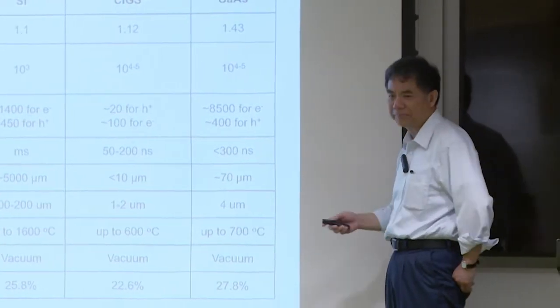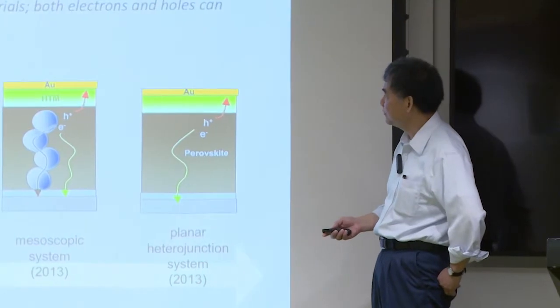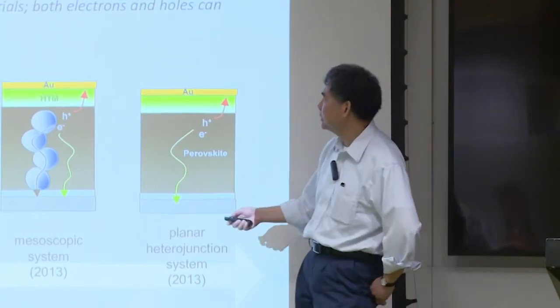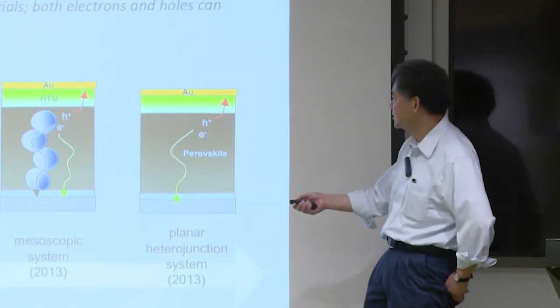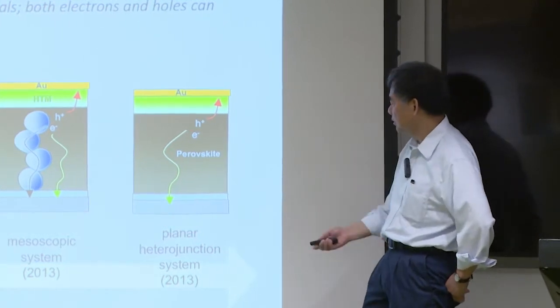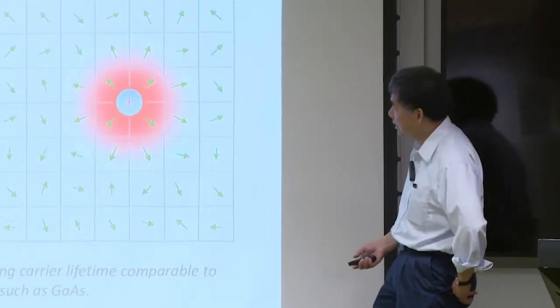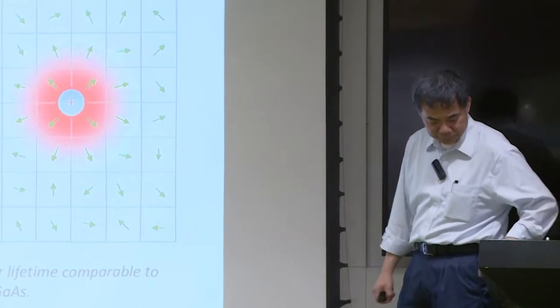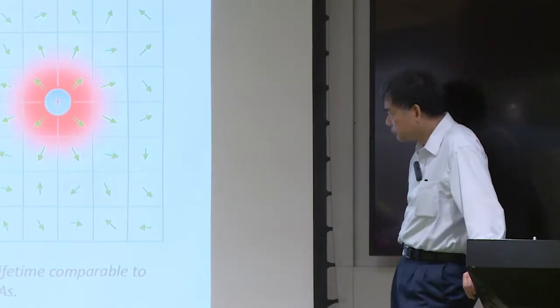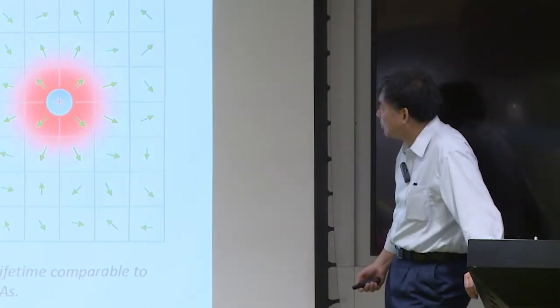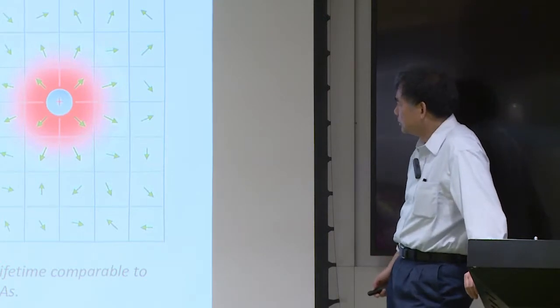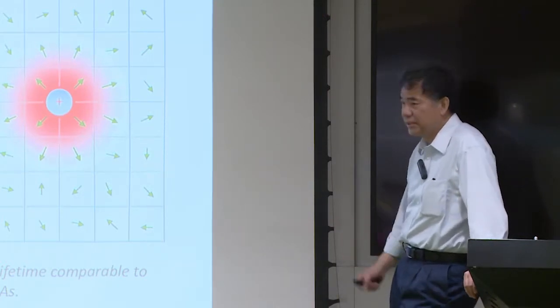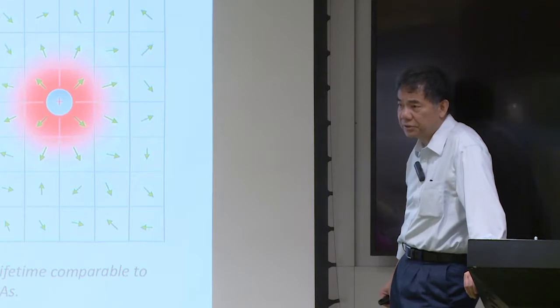The question is why? So I talked to my good friend. This is a little bit of history. Perovskite went from DSC into its own planar structure. I talked to Professor Zhu Xiaoyang. He came out with this model. It's called a large polaron model. The perovskite itself is an ionic crystal.